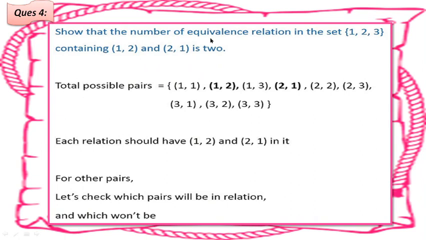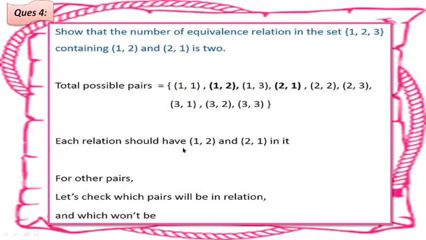Question number 4. Show that the number of equivalence relations in the set {1, 2, 3} containing (1, 2) and (2, 1) is 2 only. First of all, let's calculate the total possible pairs. (1,1), (1,2), (1,3), (2,1), (2,2), (2,3), (3,1), (3,2), (3,3). We have found all the possible pairs.